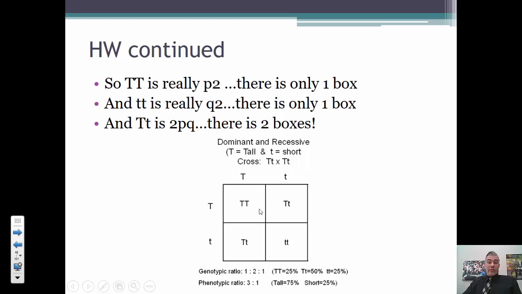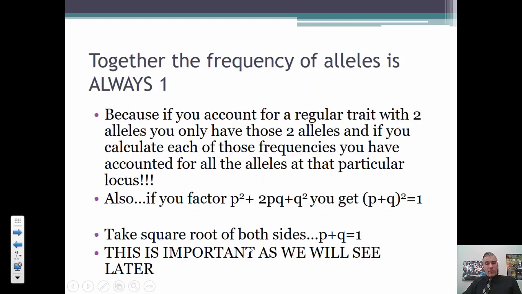Little t is really Q squared because Q represents the recessive allele. So there's two little t's, little t and little t, also known as t squared, or in this case, Q squared. But there are two boxes that are big T, little t. So we call it 2 times PQ, P being big T and Q being little t. So that's how we derive the Hardy-Weinberg equation.